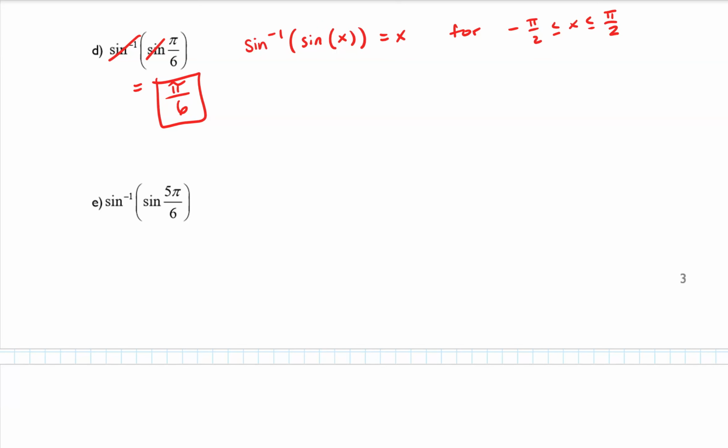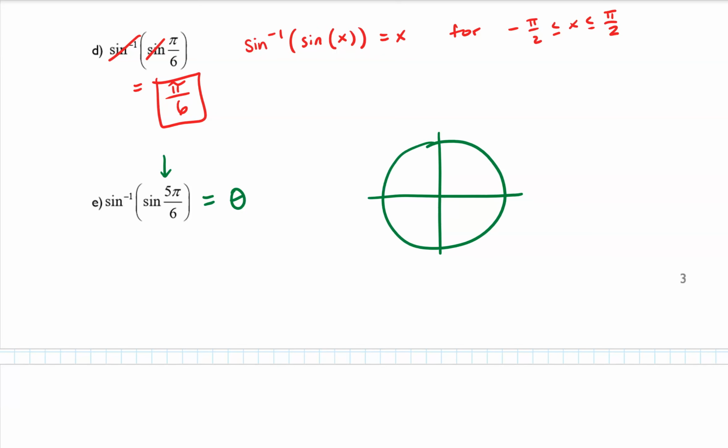Okay, so part E says we want to take the sine inverse of sine of 5 pi over 6. And this should ultimately give us an angle when we think about it. And so this thing here, we're taking sine inverse of a length or a ratio of length. So what's going to help us out is the unit circle. And the difference between part D and part E, the reason that we can't just cancel these out, is because 5 pi over 6 was not between negative pi over 2 and pi over 2. And so that's why this example differs.